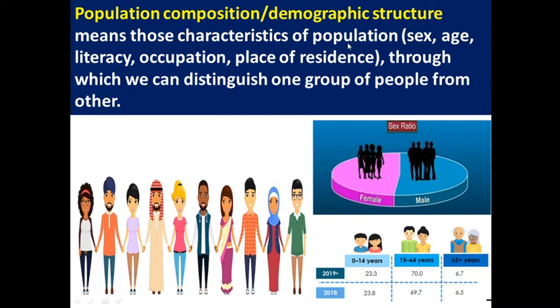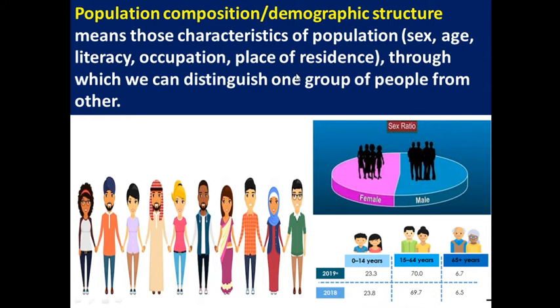For example, if we say the population of India, right now the total population of India is 1.2 billion. In 1.2 billion, it consists of both male and female. It consists of different age groups: children, adults, and old age people. It includes both literate and illiterate people. It includes people from different occupations. Some people are engaged in the primary sector, some in the secondary, and some in the tertiary sector.